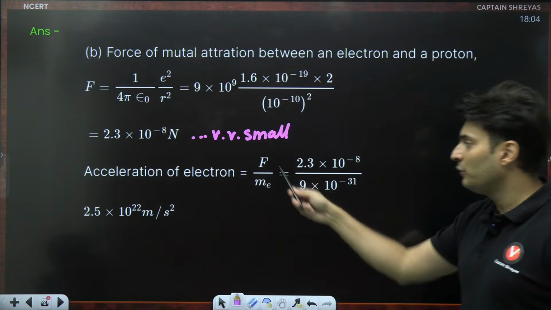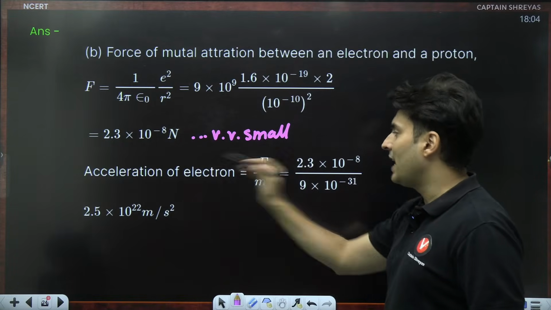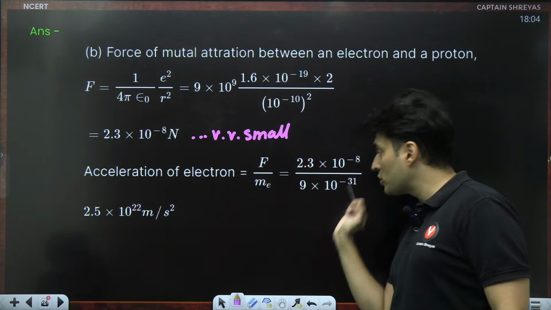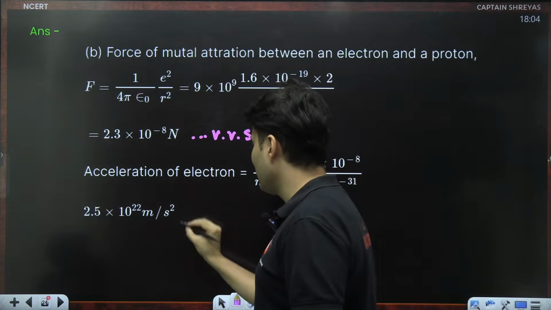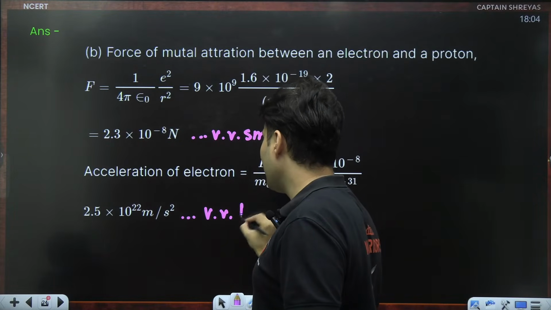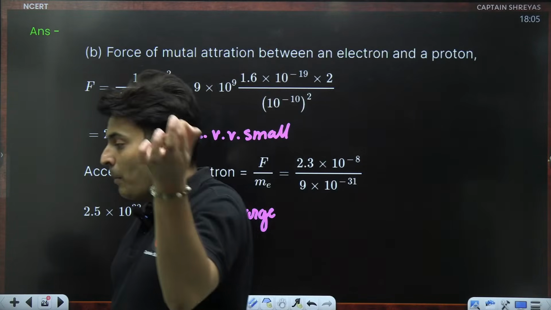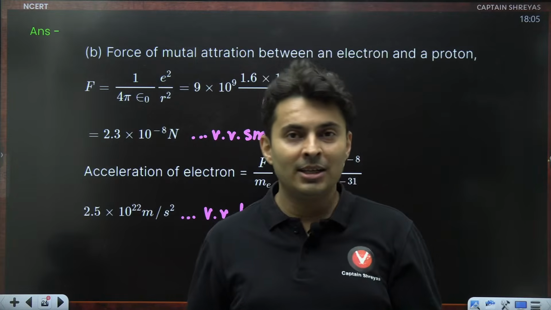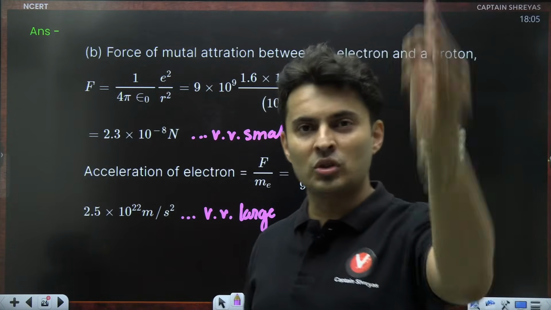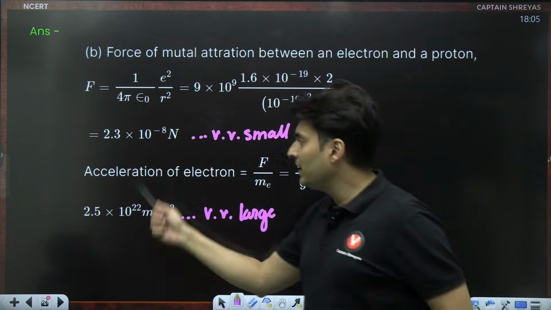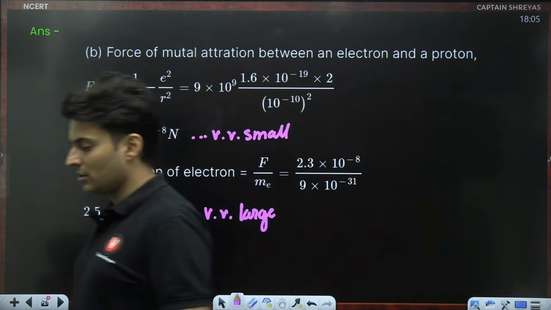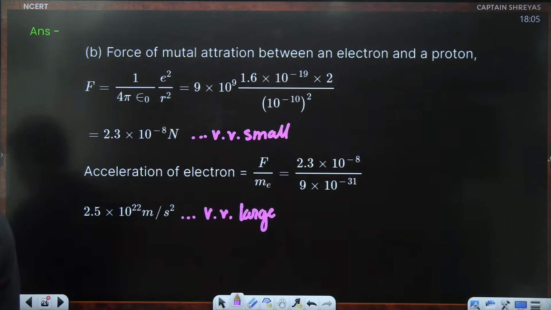If you divide the force by mass, you will get acceleration. Mass is so small that the acceleration comes out to be very large. So even though the force is small, the mass being so small, the acceleration produced becomes so huge that you need to consider the electric force. Got it? Understood the significance of this particular example, my dear warriors, my dear lions? Shall we go ahead?